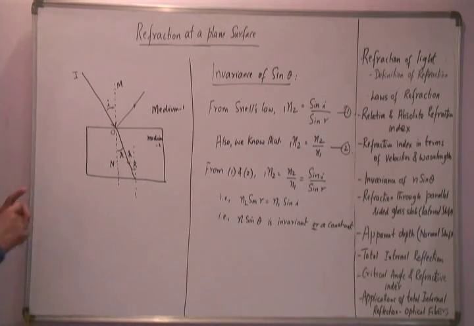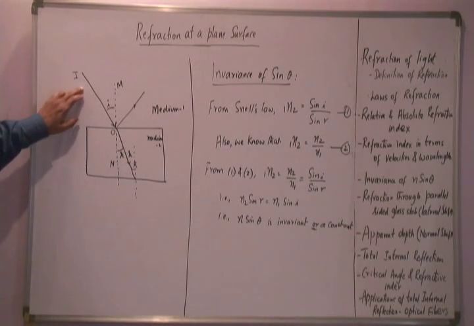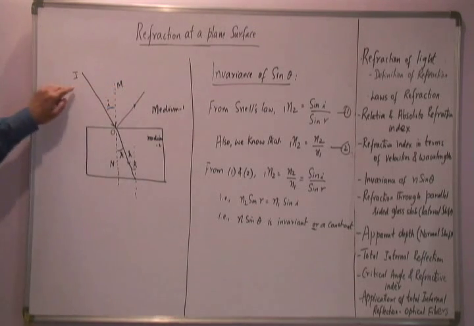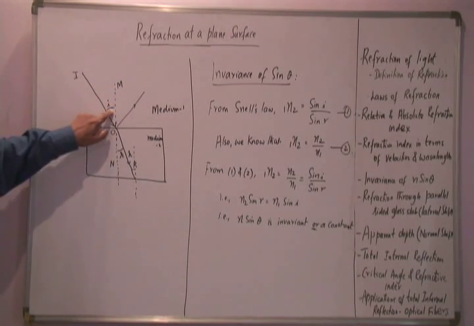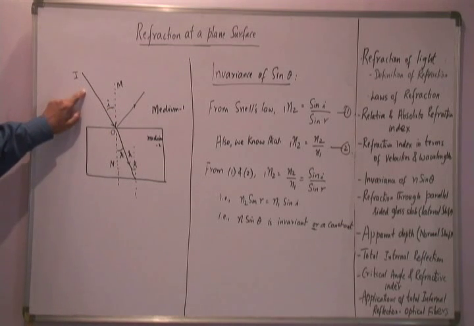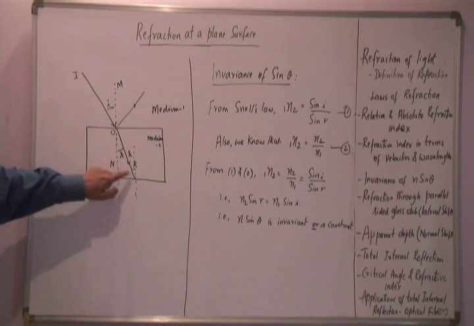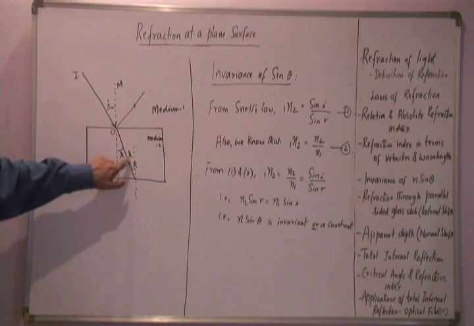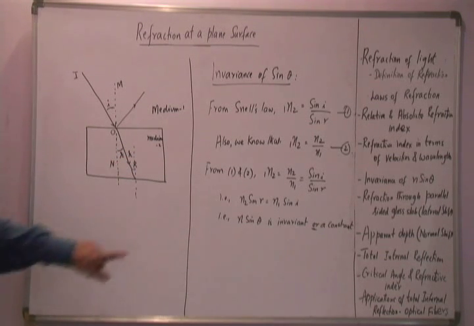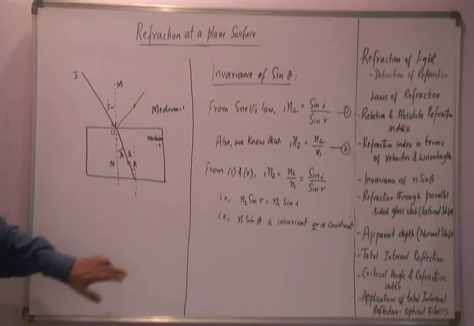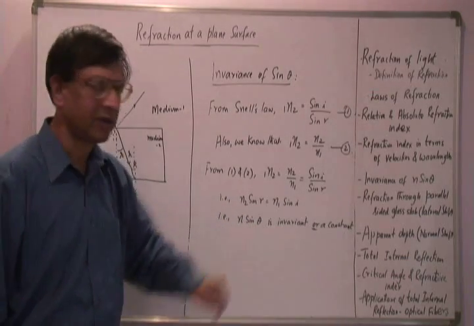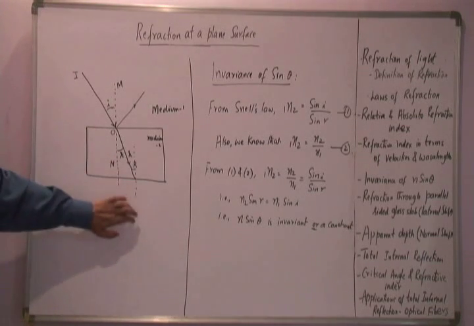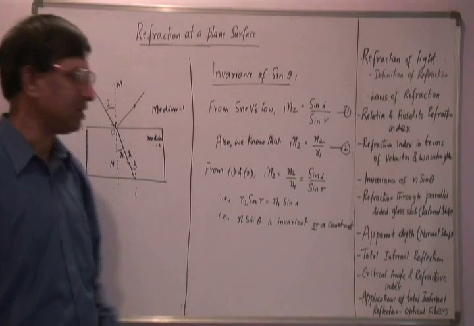So in this case, N1, which is the absolute refractive index of medium 1, into sin I is the same as N2, which is the absolute refractive index for medium 2, into sin R. That's what I am getting here, which means that N sin theta is invariant. So for any given media, when light passes from one media to other media, N sin theta is invariant.